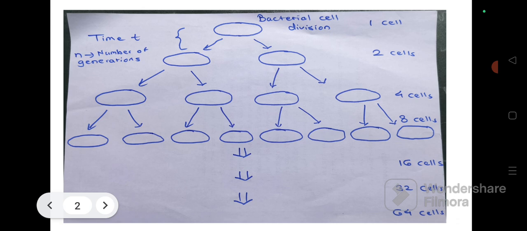In this way the number of cells obtained is 2 raised to n if you are starting with a single cell. If you start with N0 number of cells, then the number of cells obtained after time t, that is Nt, is equal to N0 into 2 raised to n, where small n is the number of generations. So as you understand from this diagram, the bacterial cells divide in an exponential way.